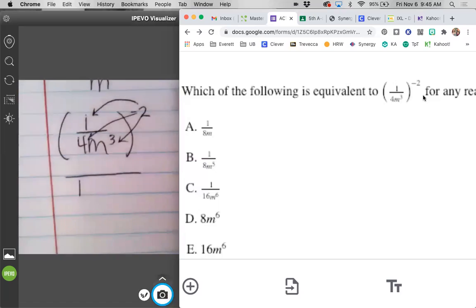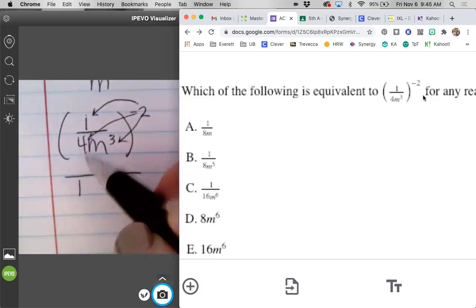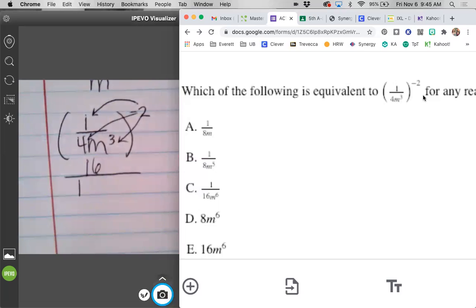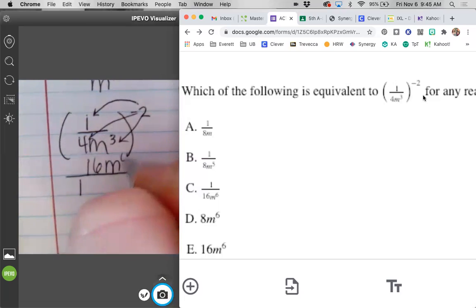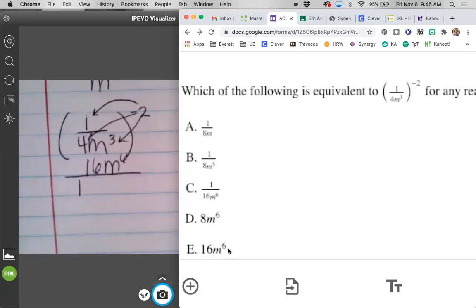So then we have the -2nd power that gets applied to this 4. Well, the negative power means it's going to move up. 4 squared is 16. So there's that. M to the 3rd times -2. So 3 times -2 is -6. So -6 moves up to +6. And then over 1 is just a whole number. So 16m to the 6th is E. Now, if I'd been thinking, I should have just stopped with 16. Sorry. Because once you've got 16 in the top, there's only one answer that has 16 in the top, and it's E. So you could have been done with that.